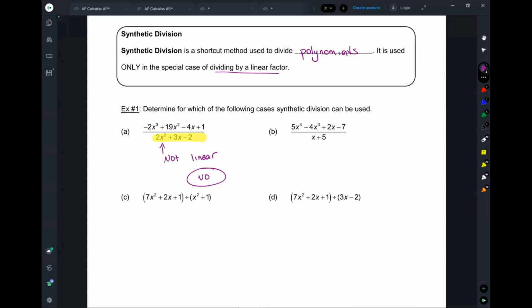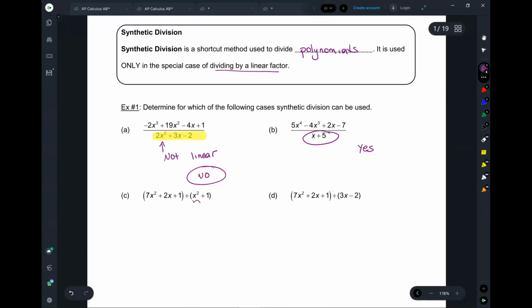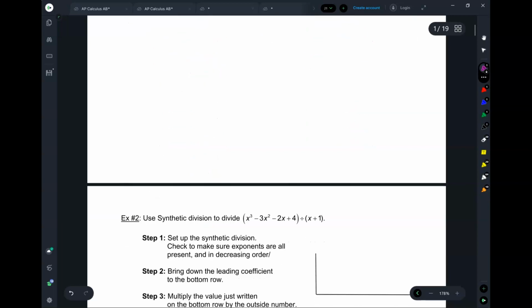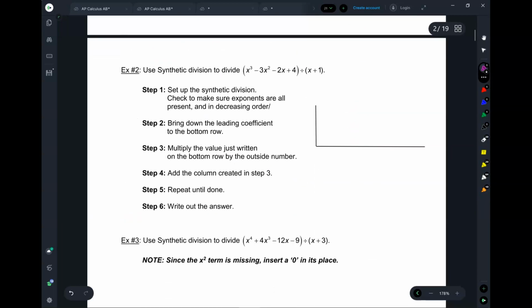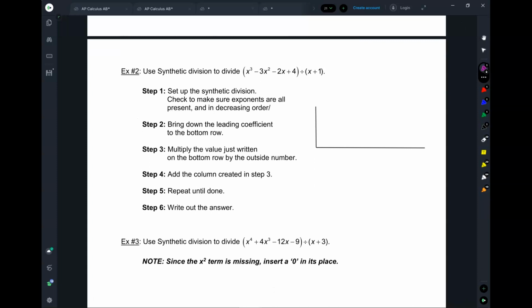Well, what about B? Does that work? Is the denominator being divided by a linear factor? Yes, so this works. Here, dividing by this one, linear or no? No. Here, this one is linear, so yes. Okay? All right. So let's see how we're going to divide.